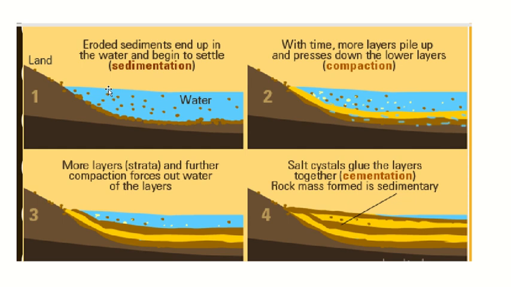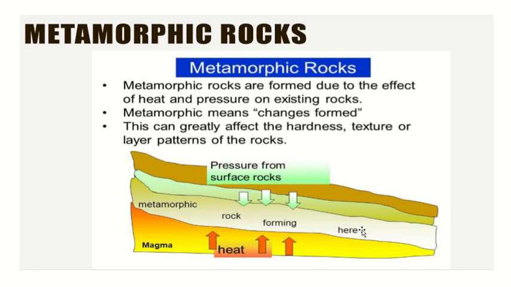First, the water erodes the sediments and brings them to settle in one particular place, which is called sedimentation. Later it becomes compact, compaction, piling up layer by layer. Then it forms strata, one layer after another. Finally, it undergoes cementation. It becomes a solid rock formation, and that is called a sedimentary rock.